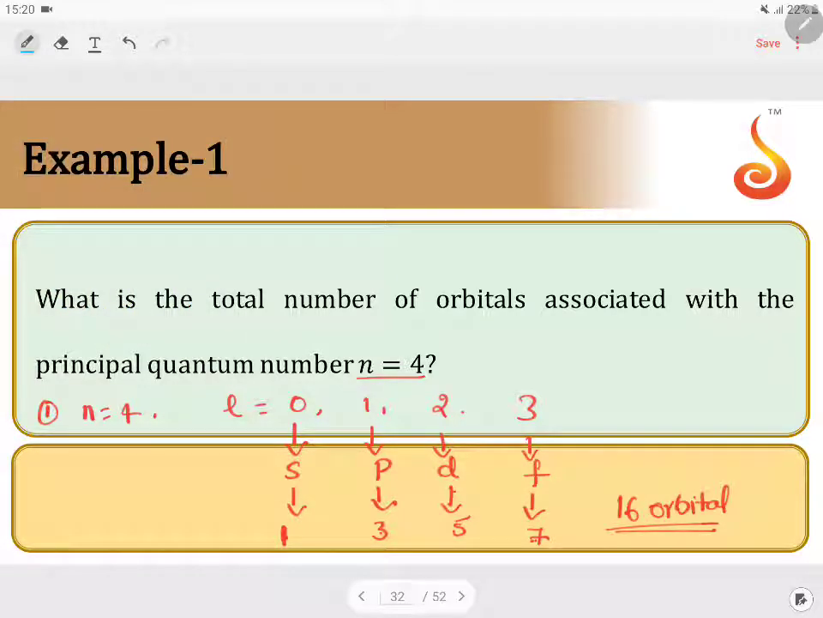Then what's the second method? The second method: n is equal to 4 means the total number of electrons in that shell will be 2n squared. So it is 2 into 4 squared. 4 squared is 16, and 16 twos are 32 electrons.